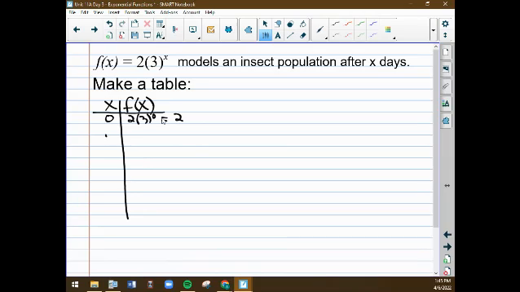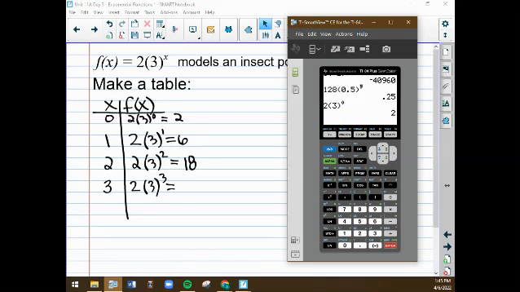Okay, and if we do day 1, I'd be 2 times 3 to the first power. 3 to the first power is 3, 2 times 3 is 6. Okay, then day 2 would be 2 times 3 to the second power. 3 squared is 9, times 2 is 18. Okay, and day 3, 2 times 3 to the third. And we could keep going and going and going, right? 2 times 3 to the third would get me 54.